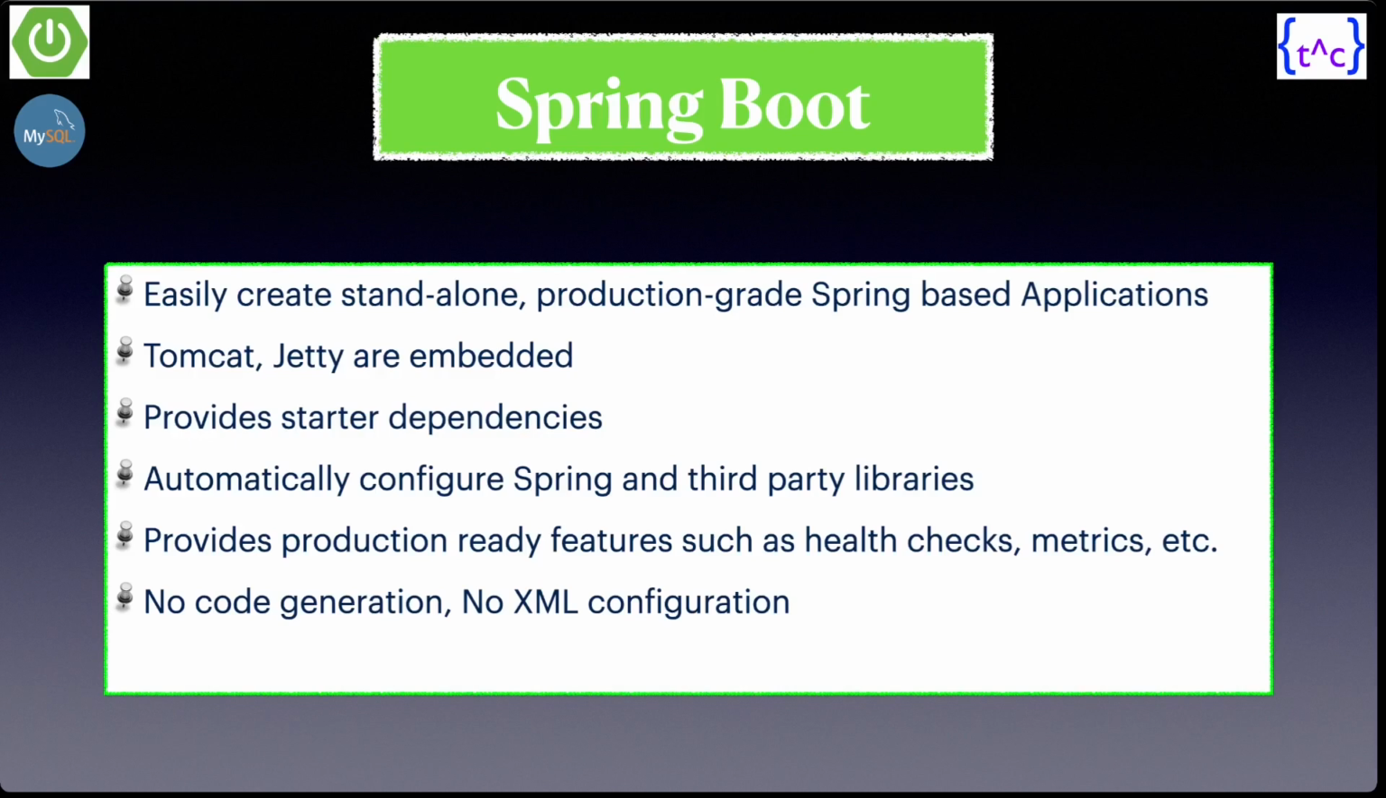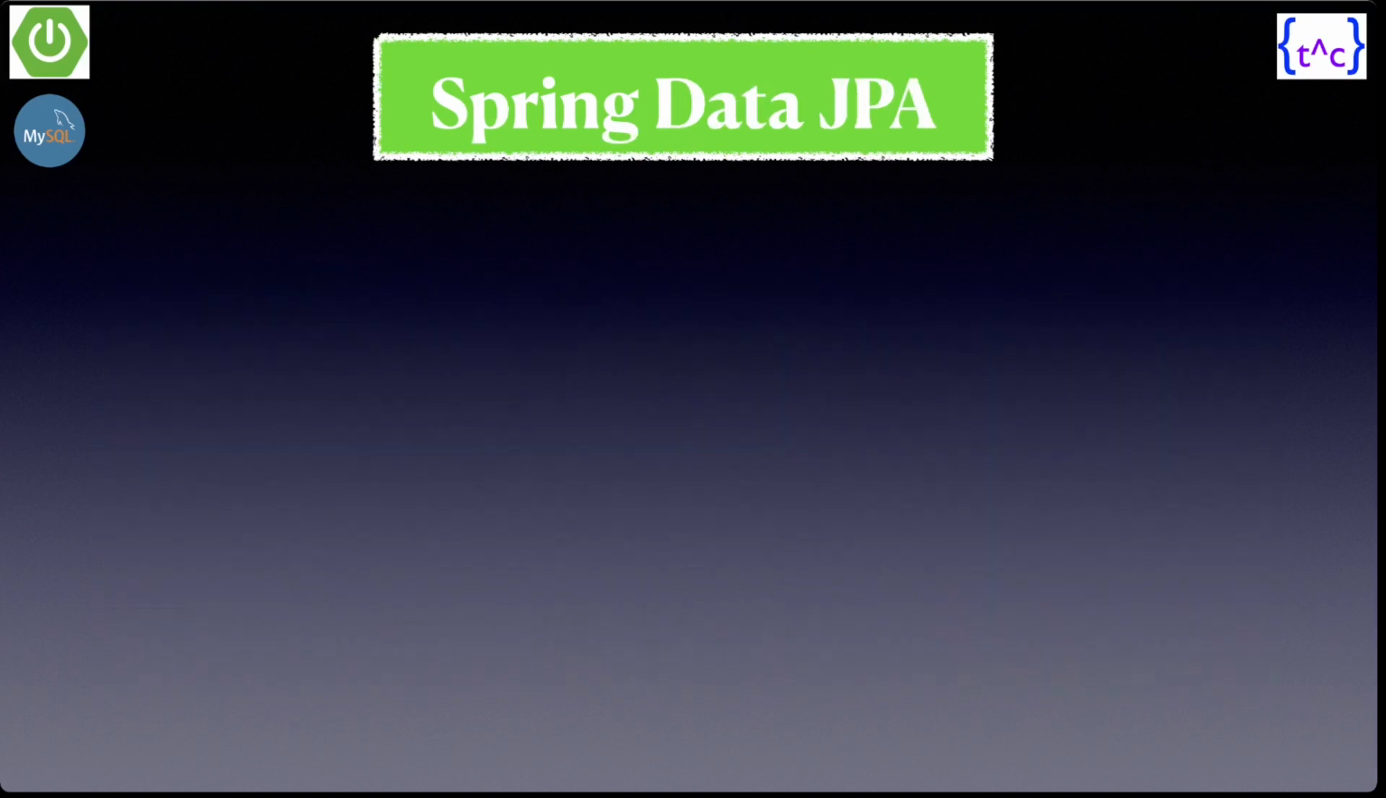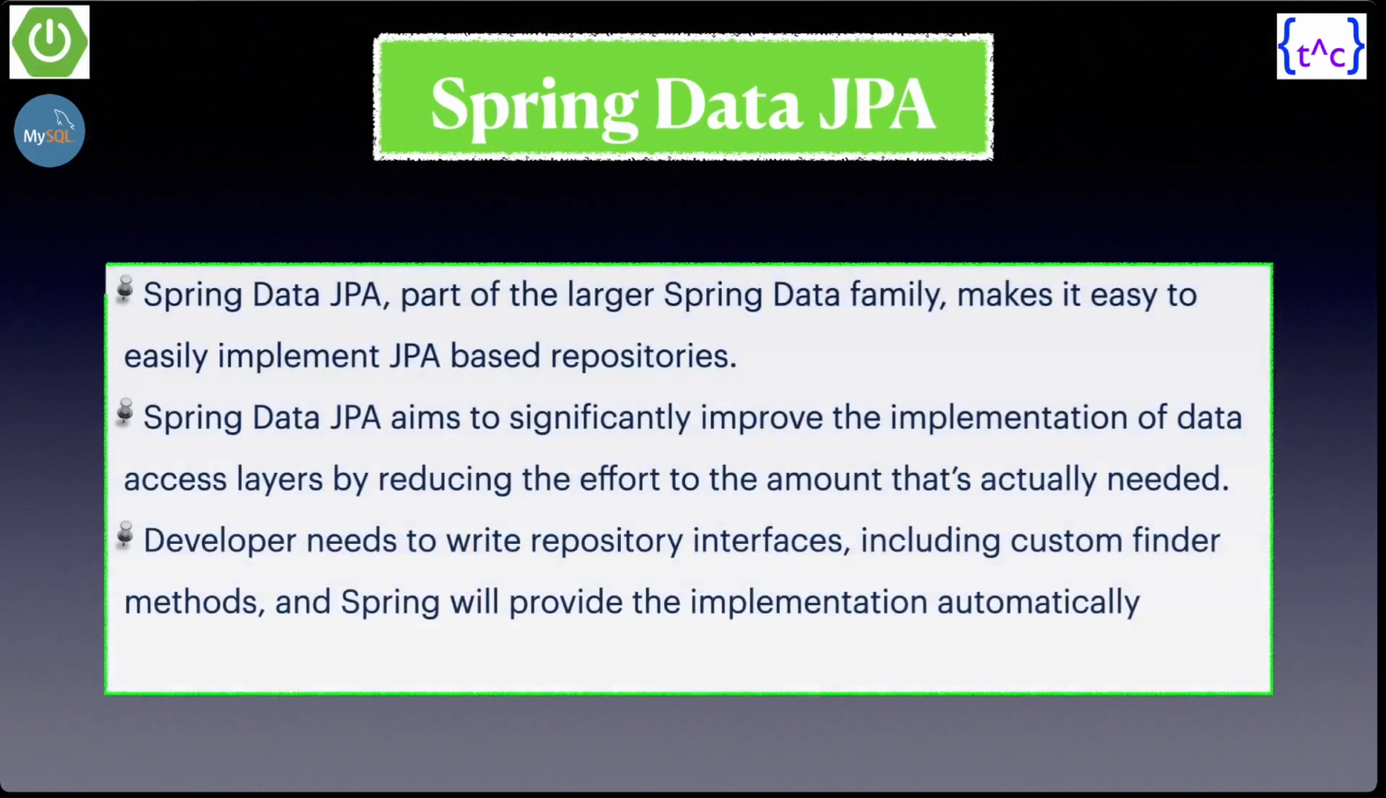All right, now let's talk about Spring Data JPA. So what is Spring Data JPA? It is a part of the Spring Data family which makes it easy to implement JPA based repositories. That means earlier, when we used to connect an application with databases, the process was a little longer and cumbersome. But after Spring Data JPA, the developer's life has become really very easy.